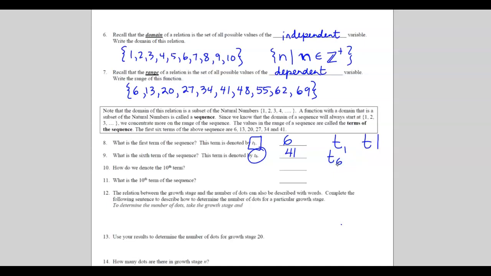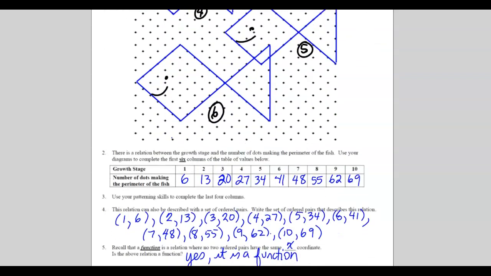Okay. How do we denote the 10th term? That would be T with a little 10. Okay. And then what is the 10th term? Well, we did it in our chart actually. So if we looked back to the 10th growth stage, it was 69.